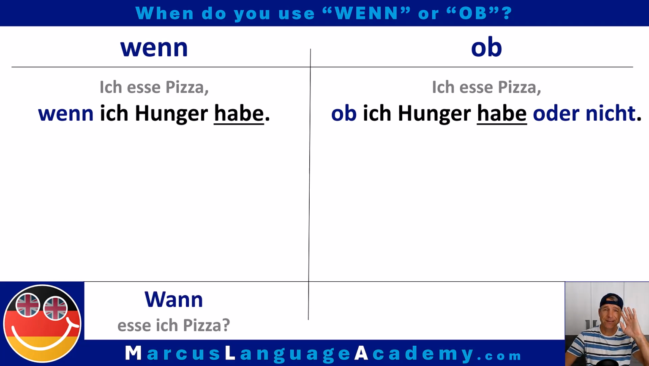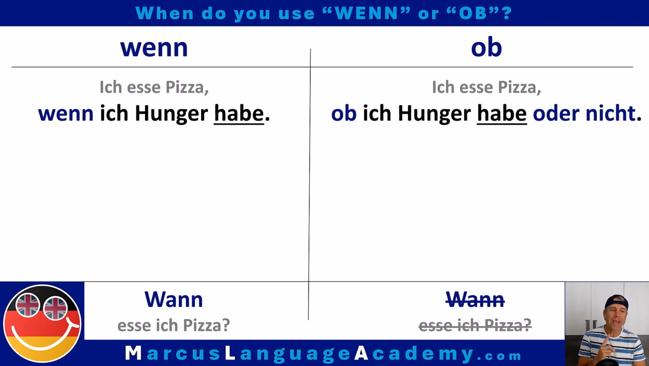And the second tip I have here, I almost forgot this tip, is when you can ask the question wann esse ich Pizza? When do I eat pizza? So, wenn ich Hunger habe. When I'm hungry. You cannot ask this question for the ob sentence, because you cannot ask wann esse ich Pizza, ob ich Hunger habe oder nicht. It doesn't make sense. When do you eat pizza? If I'm hungry or not, it doesn't make sense.